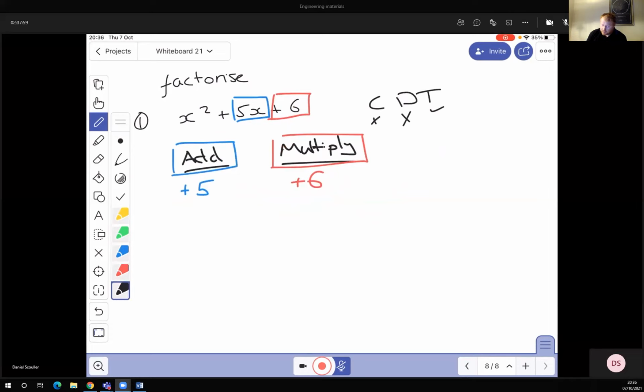It's a positive, so we're going to have either two positives or two negatives. All the numbers that multiply together to make 6: we've got 1 and 6, and we've got 2 and 3. 1, 2, 3, 4 doesn't, 5 doesn't, and then there's 6. Multiplies together to make 6, but adds together to make 5: 2 and 3.